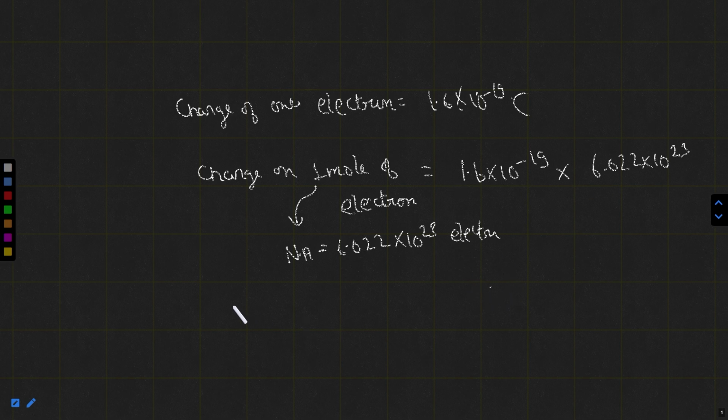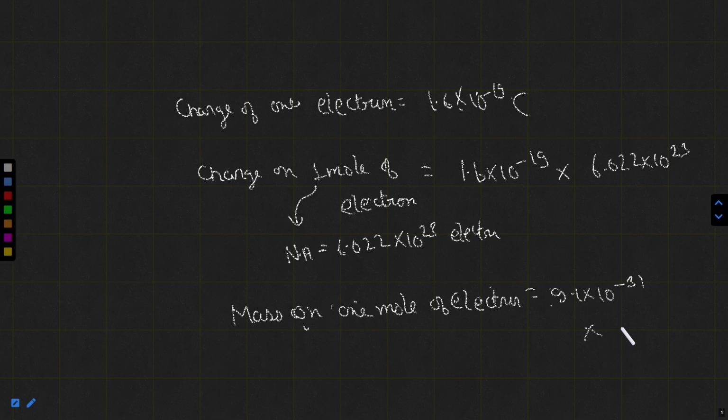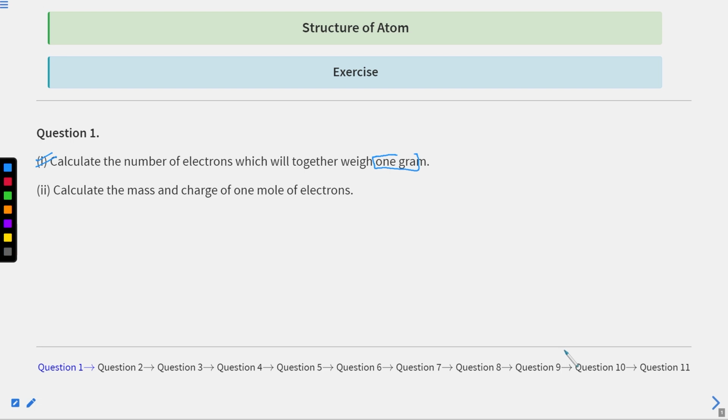Now, if you have to calculate the mass of 1 mole of electrons, how will you calculate? We have seen that the mass of 1 electron is 9.1 into 10 to the power minus 31. So this is the mass of 1 electron. For 1 mole, it will again be multiplied by 6.022 into 10 to the power 23. So that would give us 9.1 into 10 to the power minus 31 into 6.022 into 10 to the power 23. So the multiplication product will be your answer.